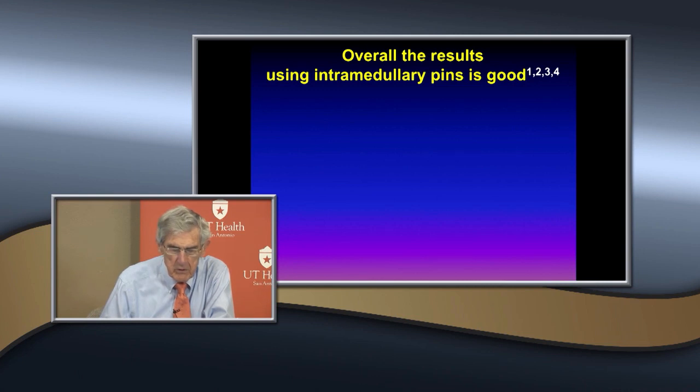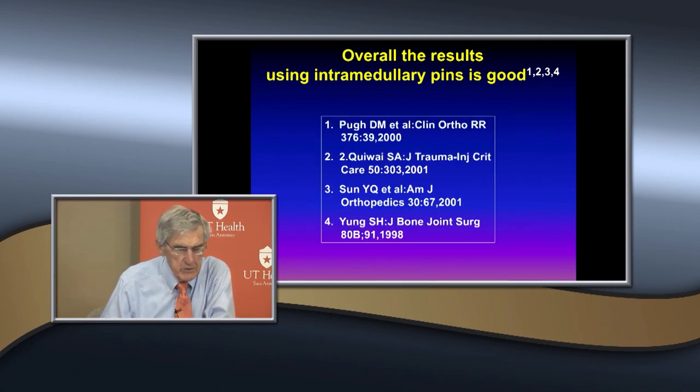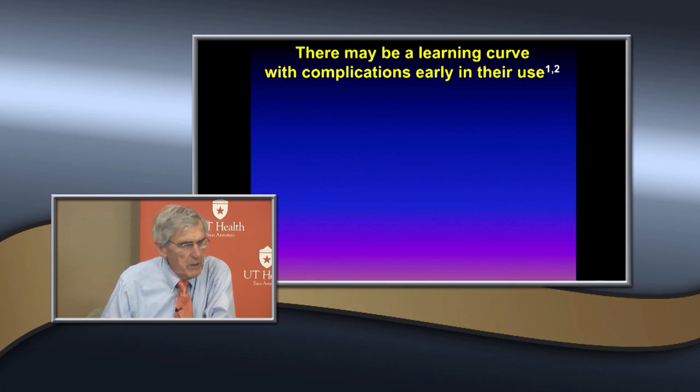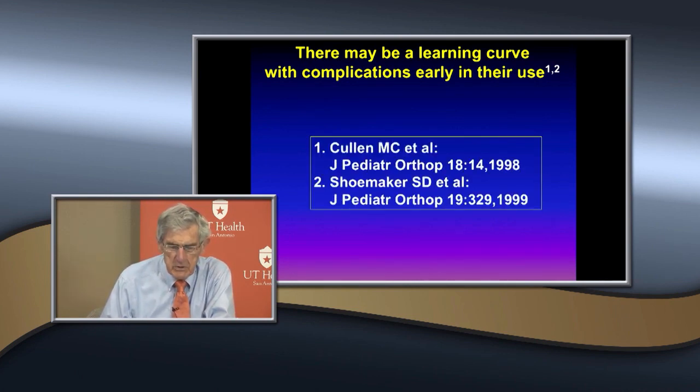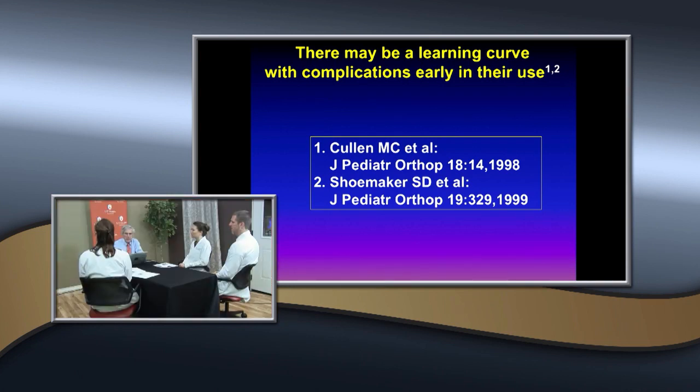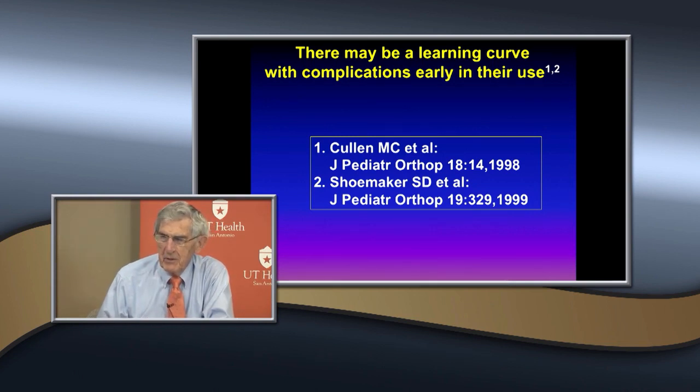Overall, the results with pins are good in this study. And once they started doing pins, everybody jumped on that bandwagon and had good treatment. But there may be a learning curve with complications early in their use. And these people had a little bit of trouble with compartment syndrome. What is it that predisposes them to compartment syndrome if you're putting the pins in? If you require a lot of manipulation. That's right. So what's the rule? No more than 3 attempts, or Al Crawford said 17 minutes. After 17 minutes, you better back off. You can then make a little tiny incision and look at it and send them past by. A lot of times there's interposed tissue that makes it difficult.